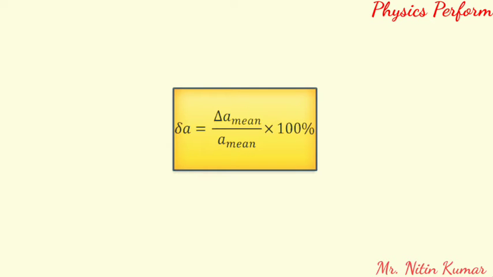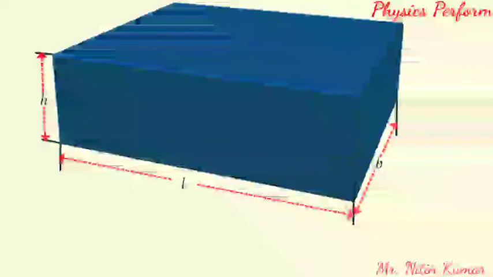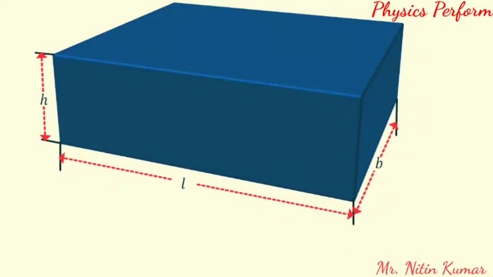When a quantity is derived from more than one measured value, the error in the derived quantity may be a combination of errors in the values from which it is derived. For example, the volume of a cuboid is the product of its length, breadth, and height.